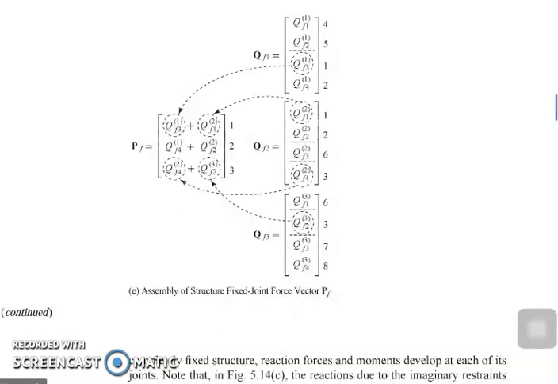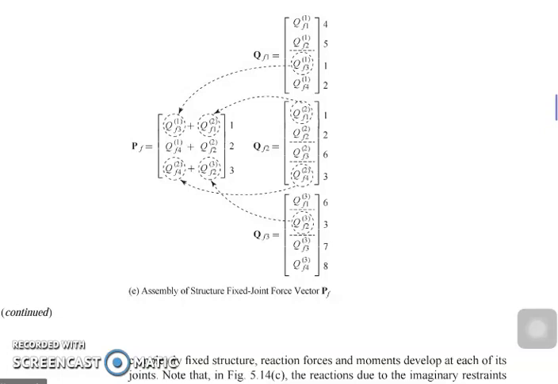Now we move on to P sub F. P sub F is our structure fixed force vector. It is in the location and position of the degrees of freedom, which means that the number of P sub F is equivalent to the number of degrees of freedom. So how are we going to solve for P sub F? How are we going to identify it?